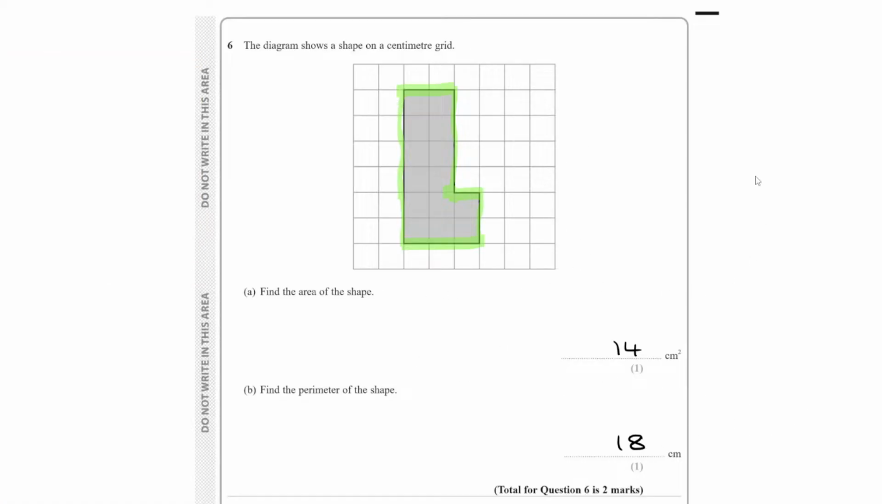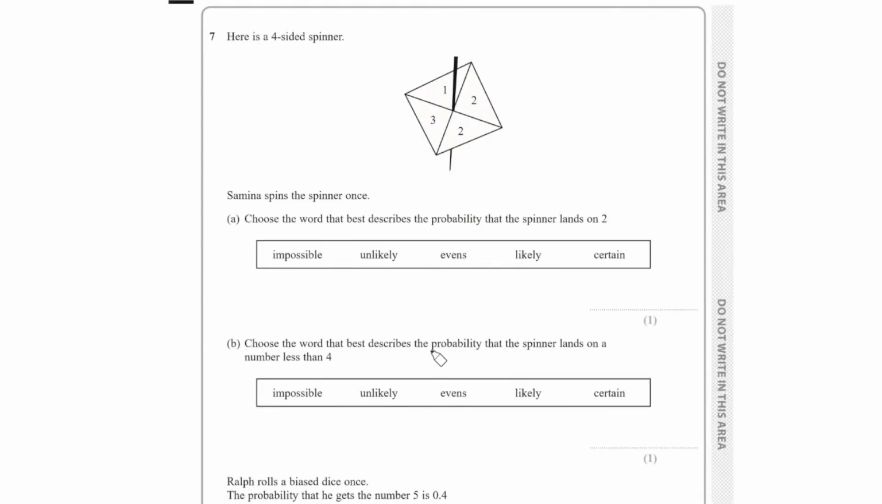So the perimeter is around the outside. The area is like the inside, isn't it? So that was for 2 marks in total.